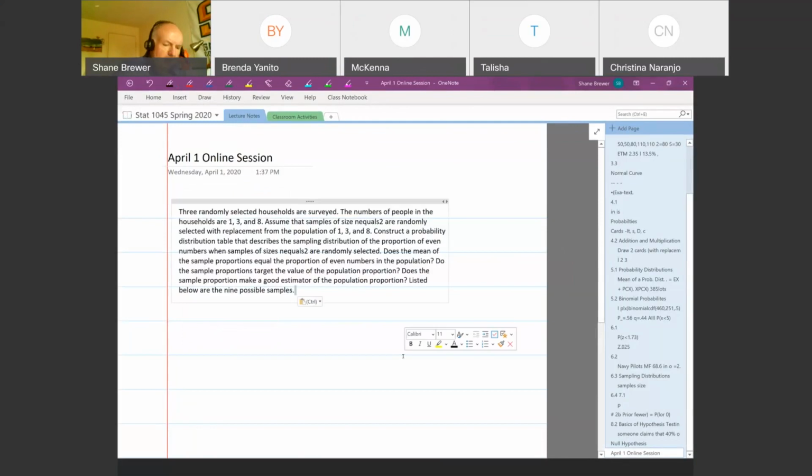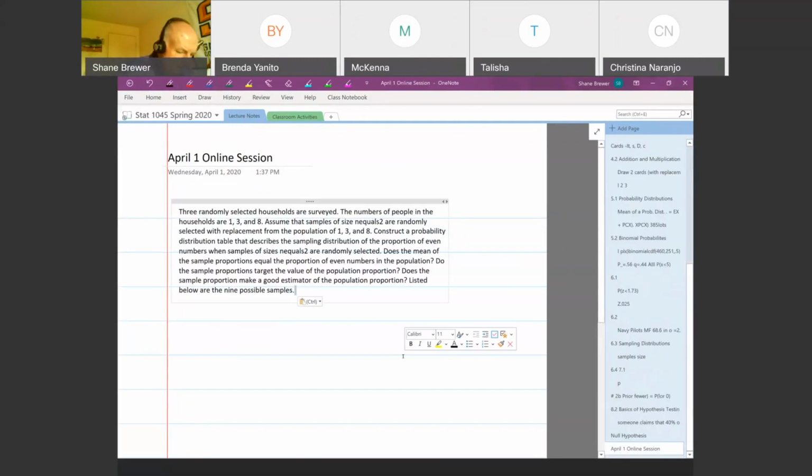And so if we look at this problem right here, this is from the section on sampling distributions. It says we've got a population, and our population.